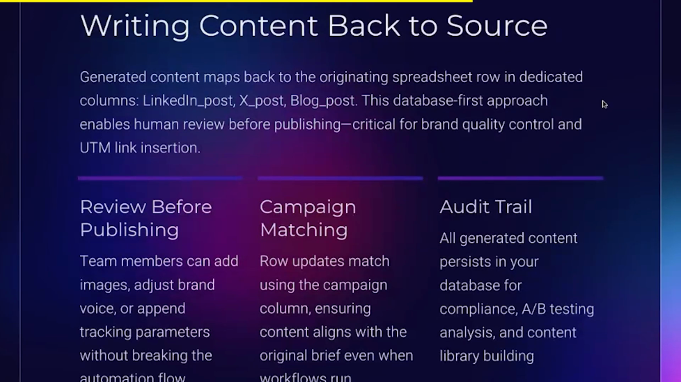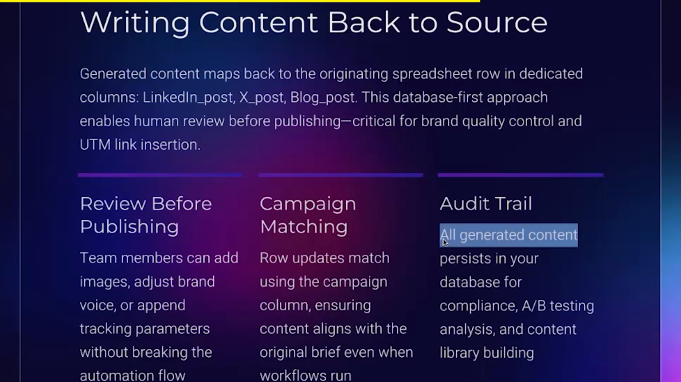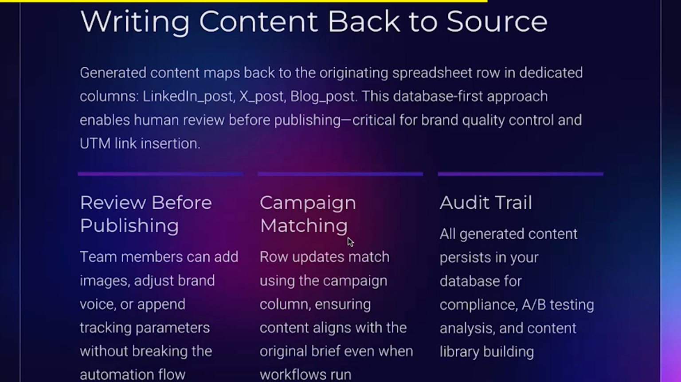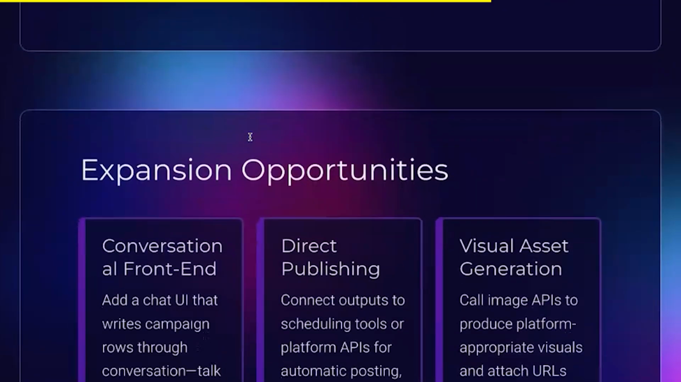Once you're done, once it's generated, you want to go back to the Excel spreadsheet. You want to review this before publishing it, right? You want to make sure the campaign is matching, and you want an audit trail. So all generated content persists in your database for compliance. You can do A/B testing to analyze, and obviously content library building, like build up your library of content by doing so. All right. Again, live execution, our editor will add this in here.